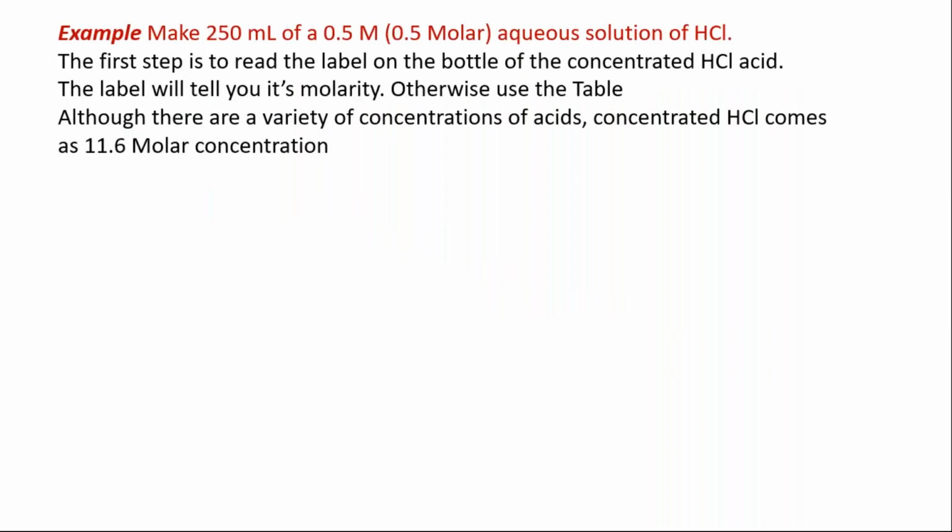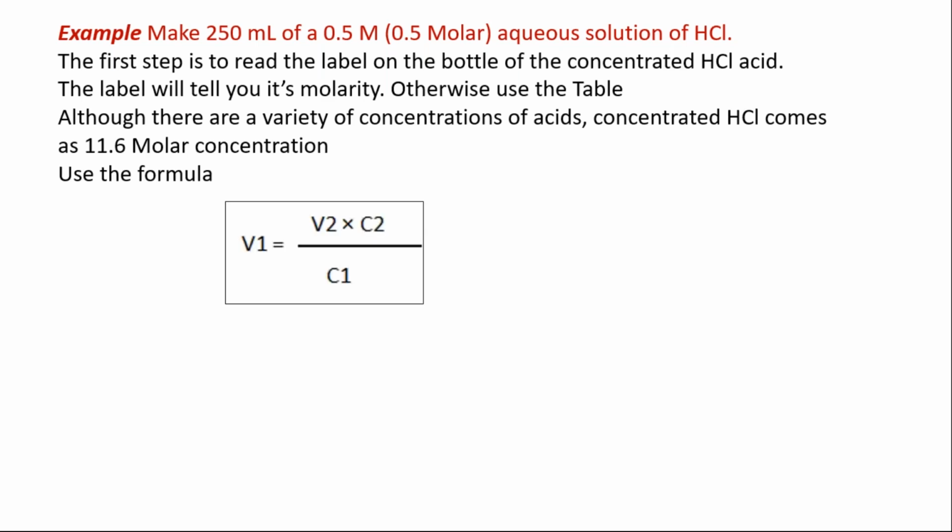The next problem is to make 250 milliliters of a 0.5 molar aqueous solution of hydrochloric acid. So how would you do that? Generally, the first step is to read the label on the bottle, which will tell you its molarity. Otherwise, you use the table to find the molarity. Although there are a variety of acids being supplied, the most common concentrated HCl is 11.6 molar. Some companies give you 11.8 molar. So remember to find out the concentration of the acid.